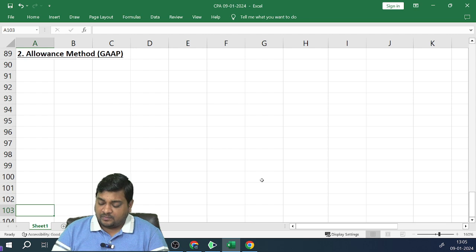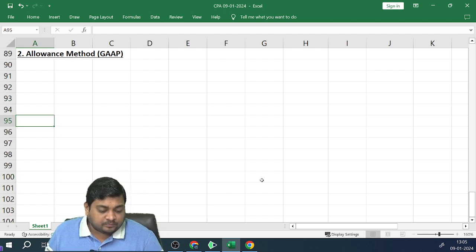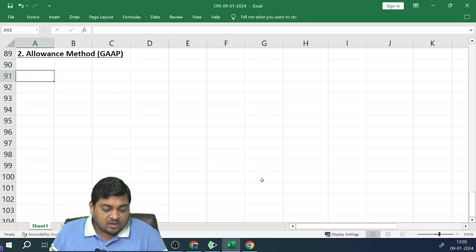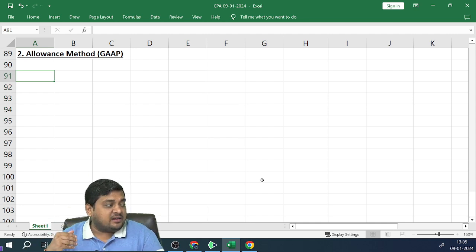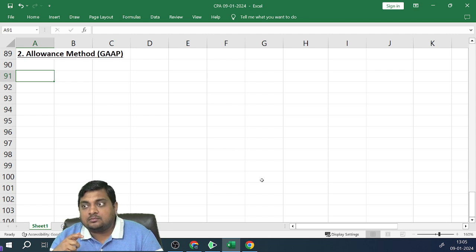Right. Now, whenever you are making a credit sale and then after that you will be evaluating the collection probability, right? Whether the collection is probable or not. So you need to estimate the amount of uncollectible debts, if any, right?